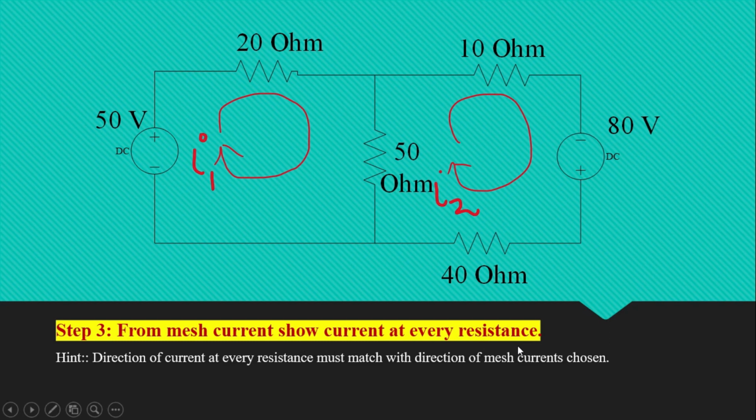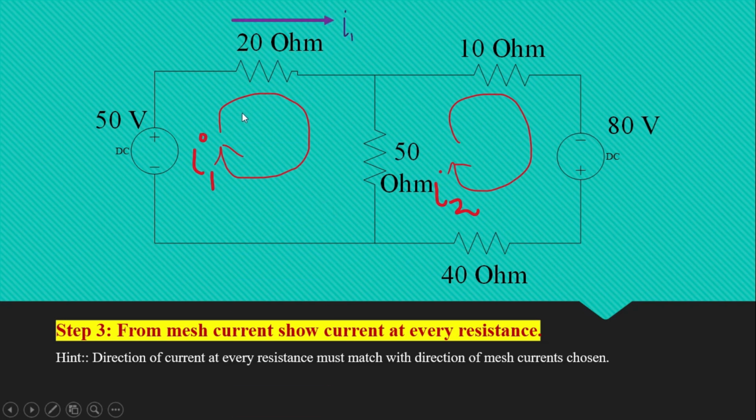Now the next step, which is step 3: from the mesh currents, show the current at every resistance. You can see this current I1 is flowing in mesh 1 like this, and this current I2 is flowing in mesh 2 like this. Now by the direction of current I1 and current I2, we will try to find the current in the 20 ohm, 10 ohm, 50 ohm, 80 ohm and 40 ohm resistances. So in these resistances, we will try to find the value of current.